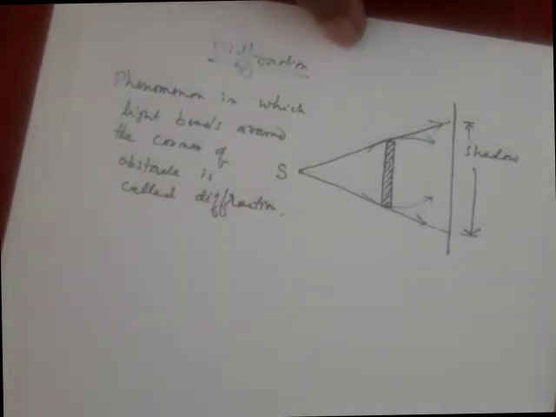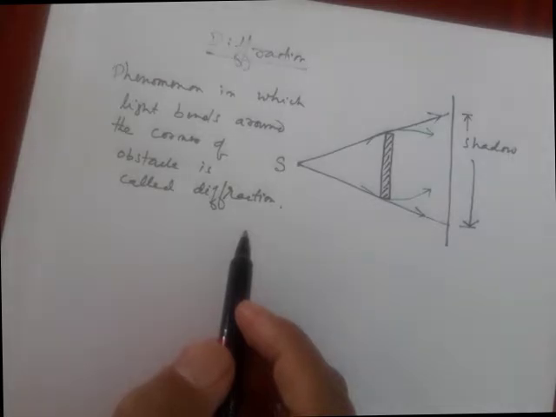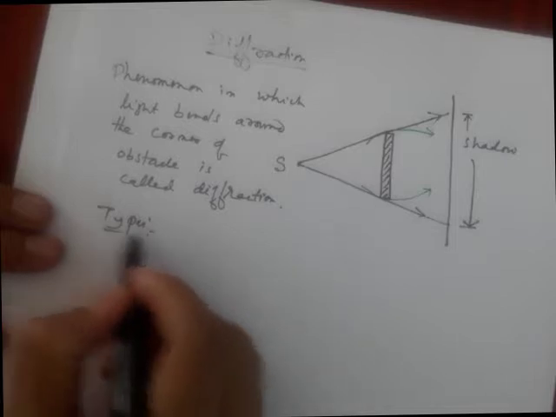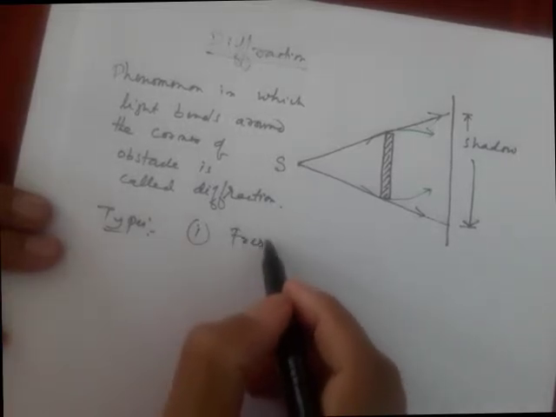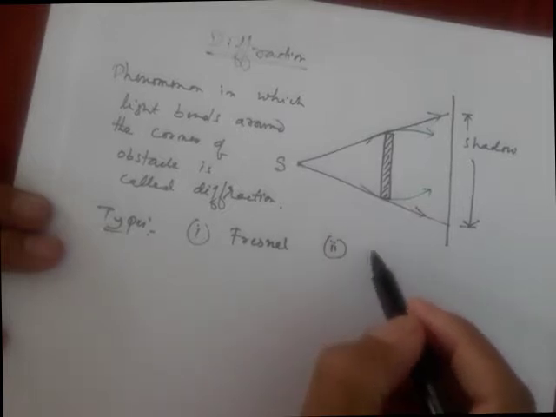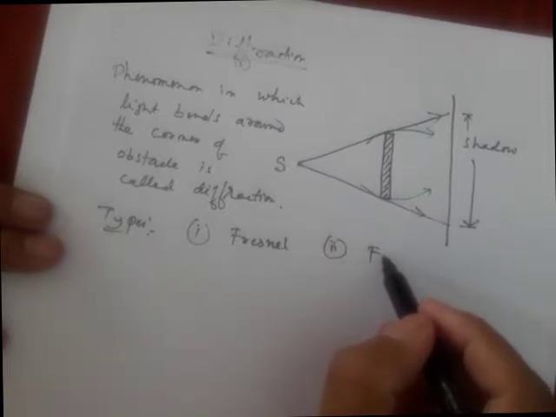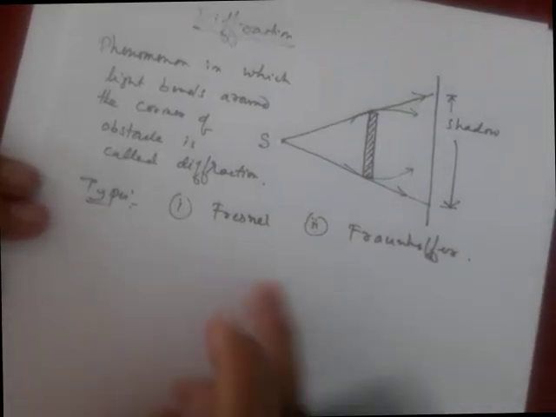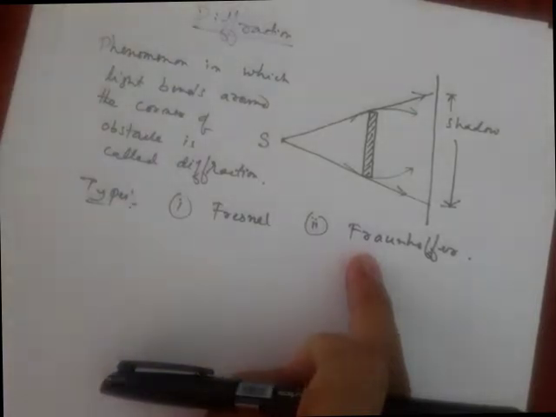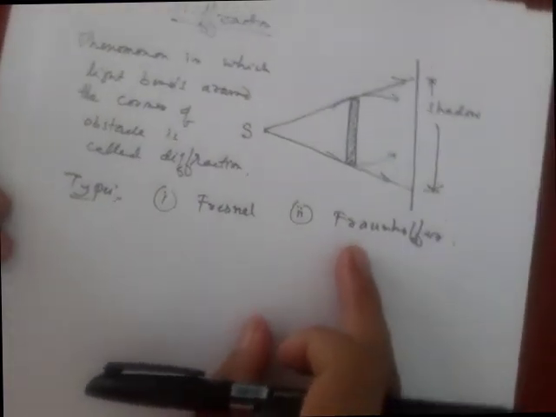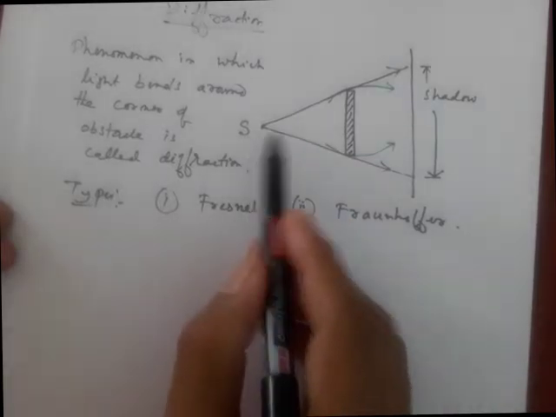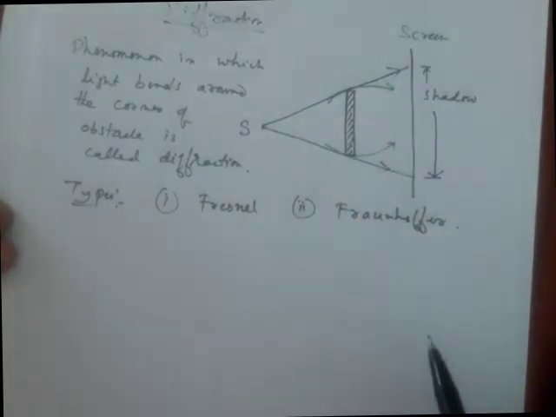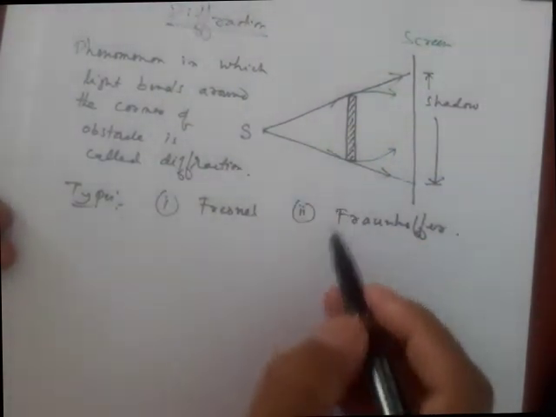And in diffraction we have two types. The first one is the Fresnel diffraction, and the second one is the Fraunhofer diffraction. In the syllabus, the second one is included, and the main difference between the two is that in Fraunhofer diffraction, the distance between the source and the screen is infinite. This is the screen.